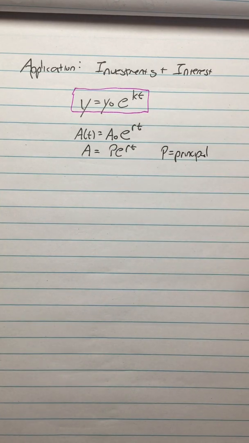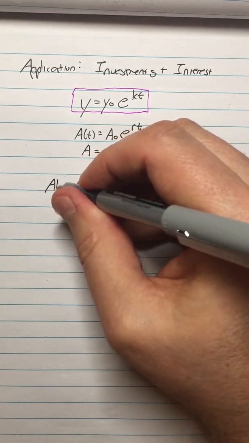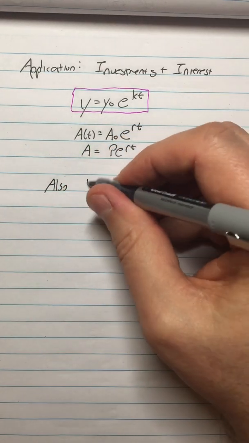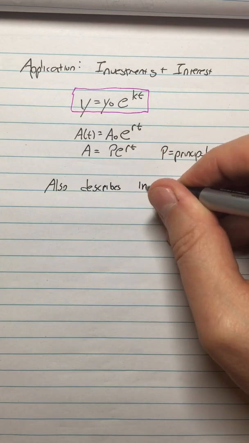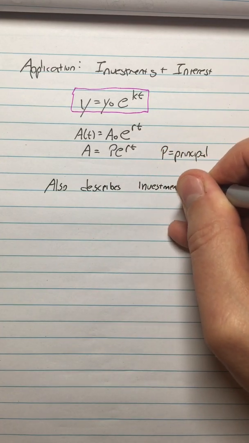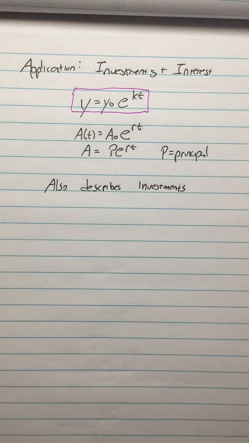All right, but here's the thing. It also describes investments. It doesn't have to be continuously compounded interest. It also describes general investments, assuming that my growth rate remains constant, and of course that's always the trick in investing. Is your growth rate going to remain constant or not? You can only predict over the short term because the growth rate is actually constantly changing, but you can make some kind of predictions.